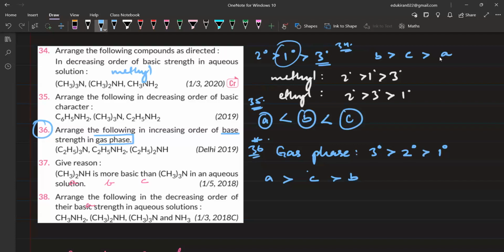This is important, write this down a little, okay. 2019 was an exceptional year where all of these questions are not according to what CBSE had asked initially, right. CBSE never asked such questions again after that. Right. Give reasons: (CH3)2NH is more basic than (CH3)3N in aqueous solution. So what will be the reason here?